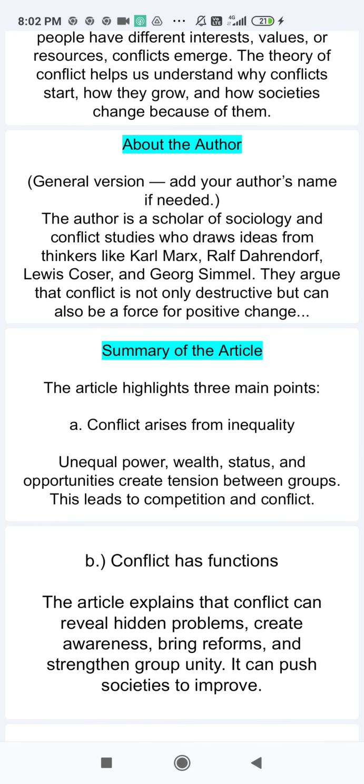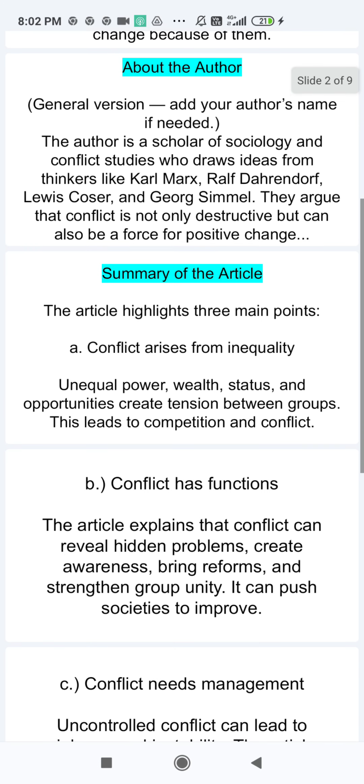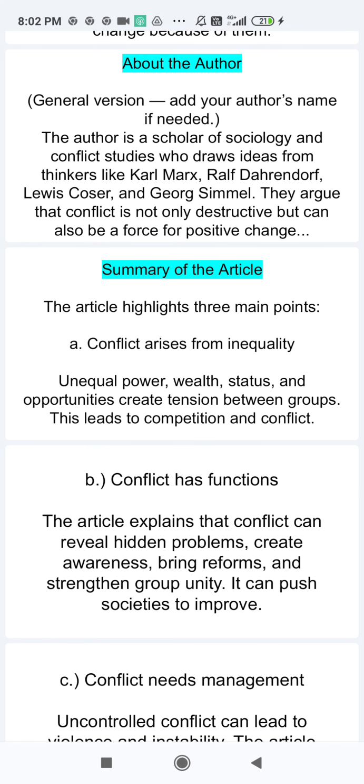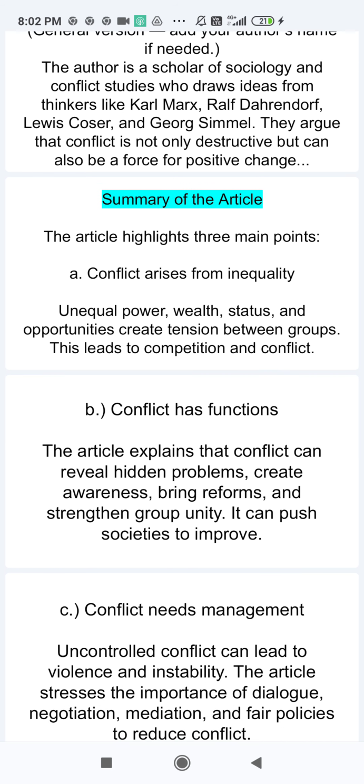Now, summary of the article. The article highlights three main points. First, conflict arises from inequality. Unequal power, wealth, status, and opportunity create tension between groups. This leads to competition and conflict.